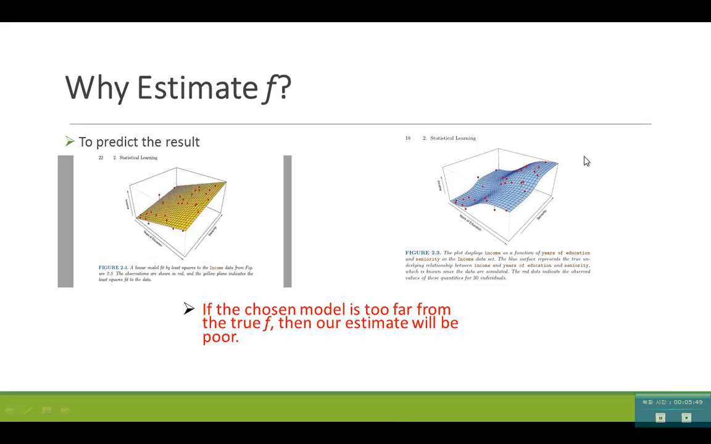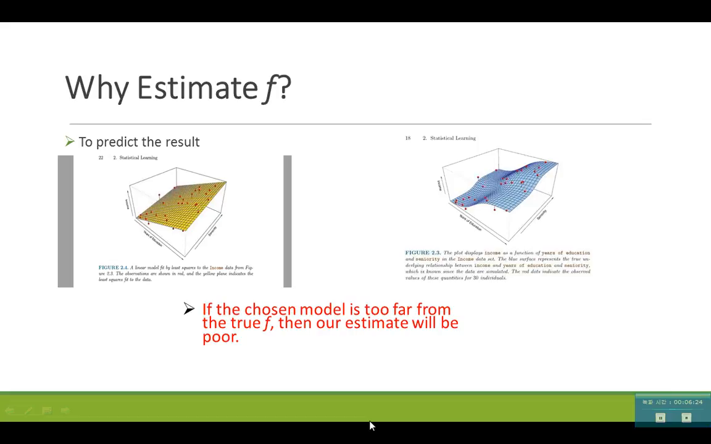So here we can see these two figures. This is known as the least squares solution plot, and you can see here this one does not fit and this one fits well, because if the chosen model is too far from the true f, then our estimation will be poor. That means our least squares plot will not fit. It shows the upper line and lower line, like this is a negative result and this is a positive result. Also this plot shows that there is no smoothness in our prediction.